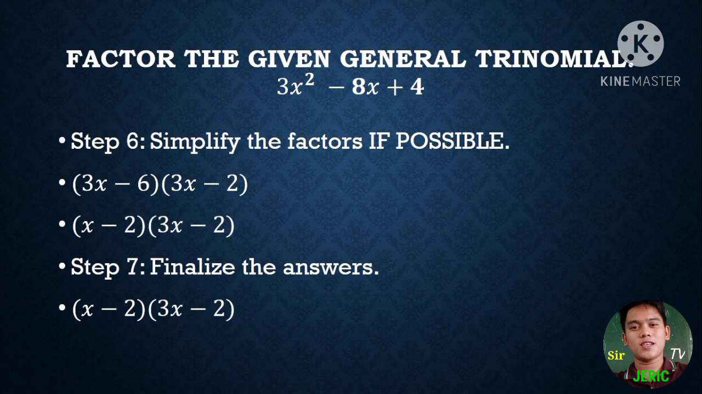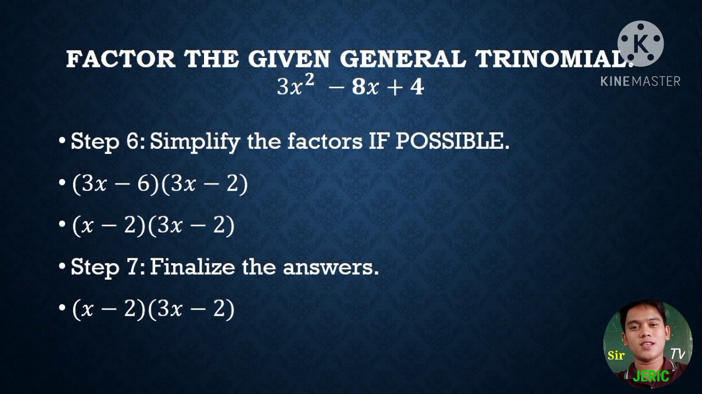So since the first term or the first factor rather is divisible by 3, we are going to divide it by 3. So 3x divided by 3 is x, and then negative 6 divided by 3 is negative 2. So we have the first factor is x minus 2, and the next factor is not divisible by 3, and it is also not divisible by 2. So therefore, copy the next factor. So we have 3x minus 2. Okay? So ganun lang siya kadali.